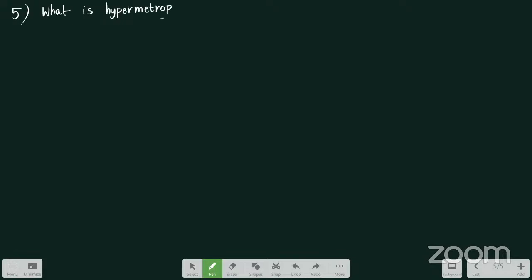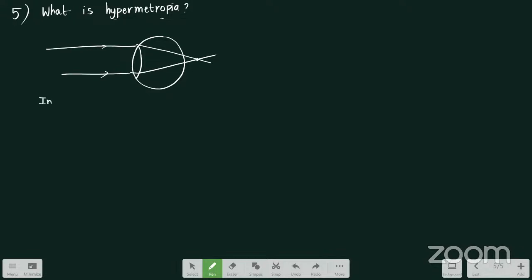What is hypermetropia? So in this defect, what will happen? If this is my eye, the light rays will come something like this. Now, once the light rays enter my eye, they will converge behind the retina. They will converge where? Behind the retina. So how can you write this?